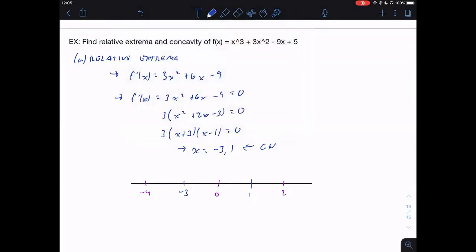Now again, if we plug our critical numbers back into the first derivative, since negative 3 and 1 came from solving this equation when setting it equal to 0, that means if we plug in negative 3, it's going to give us 0. And if we plug in 1 into our first derivative, it will also give us 0. But now let's take these test points and plug them into the first derivative, and let's see what we get.